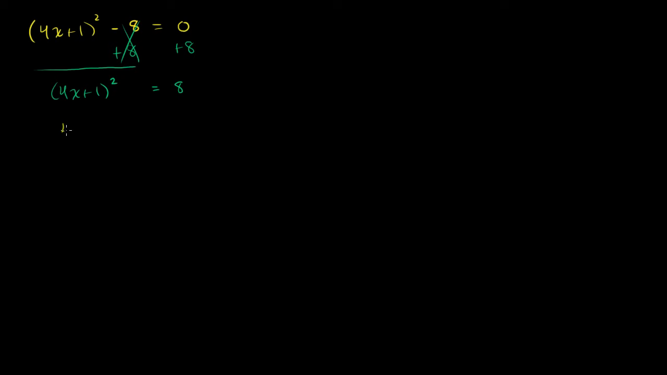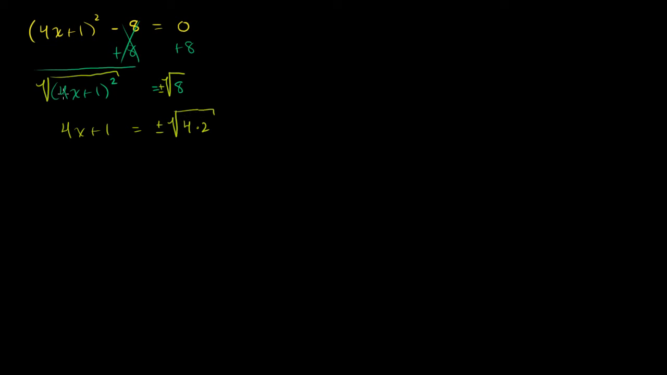So 4x plus 1. I'm just taking the square root of both sides. And of course, you want to take the positive and the negative square root, because 4x plus 1 could be the positive square root of 8, or it could be the negative square root of 8. So 4x plus 1 is equal to the positive or negative square root of 8. Instead of 8, let me write 8 as 4 times 2. We all know that's what 8 is.